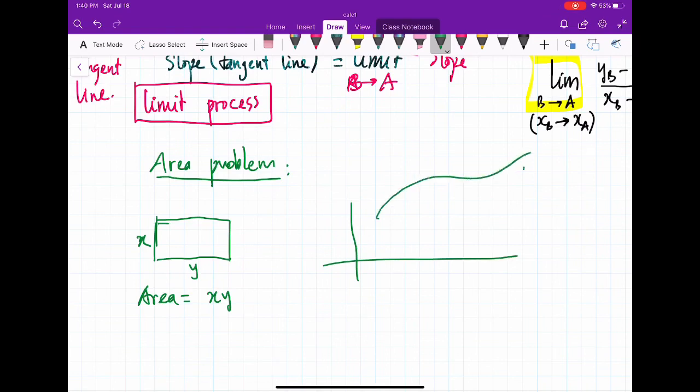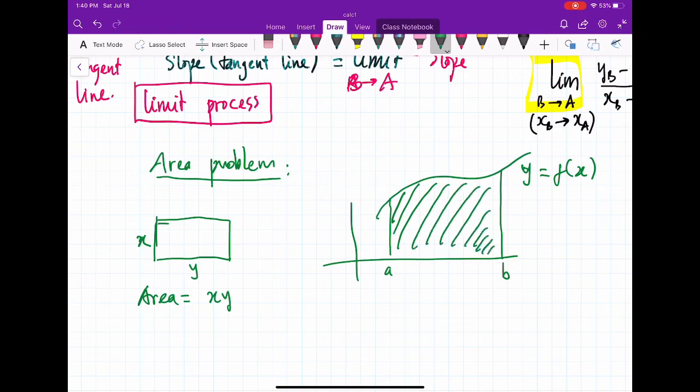Suppose you have some curve, which is y equal to f of x. And suppose that the curve is continuous, which means we don't have any breaking point on the curve. And you consider some interval a and b, and they ask you to find the area of this region. You don't have any rectangle, you don't have any square in here. You have some strange figure, and they ask you to find the area of this. So how to do it? You cannot use precalculus to solve this problem. But the idea is, again, we need to use the limit.